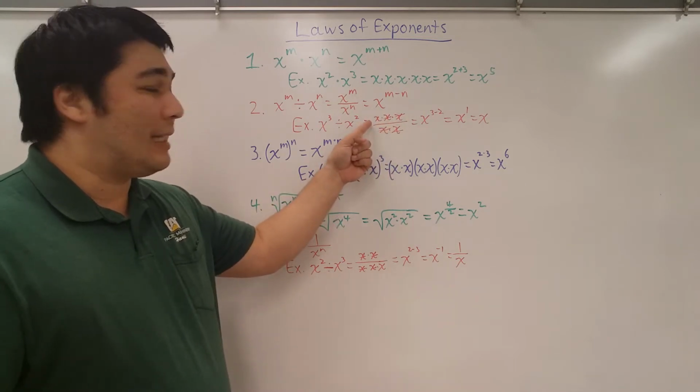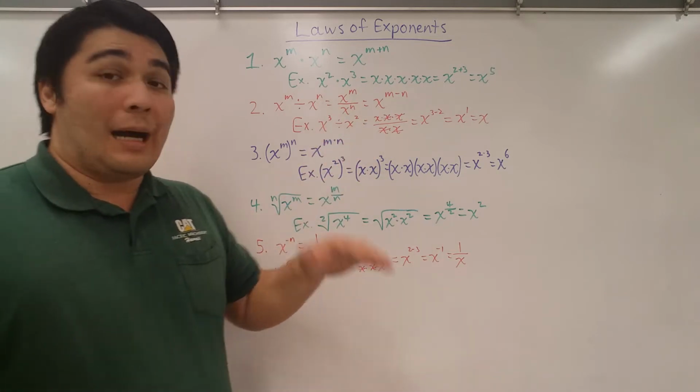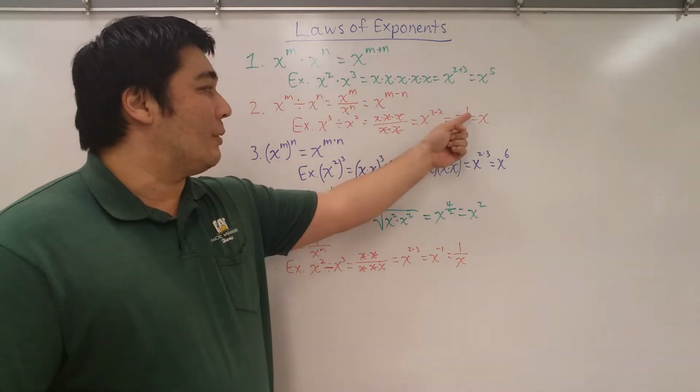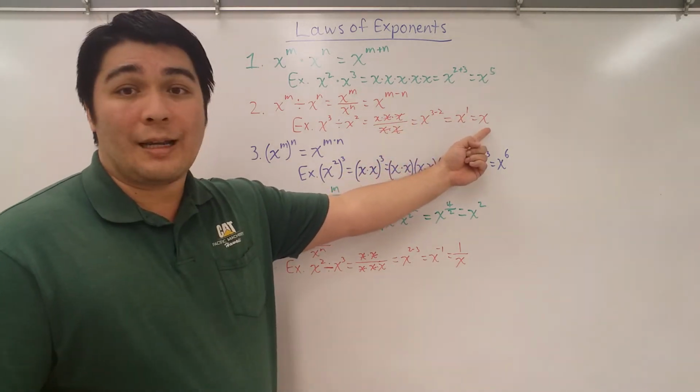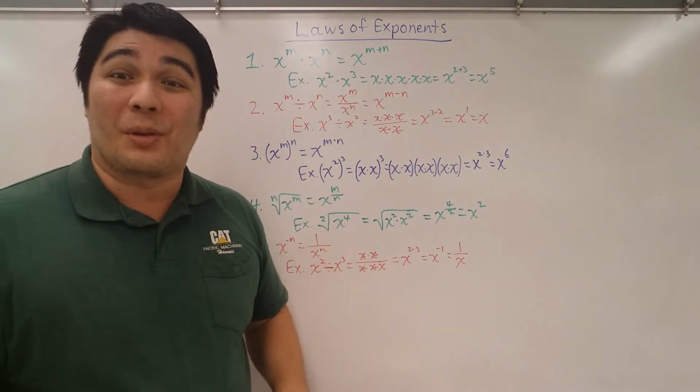All that I'm left with at the end is just x to the first power. I could also rewrite that as x to the 3 minus 2, which is equal to x to the first, or I could just write it as x. So that would be law number two. Let's go to law number three.